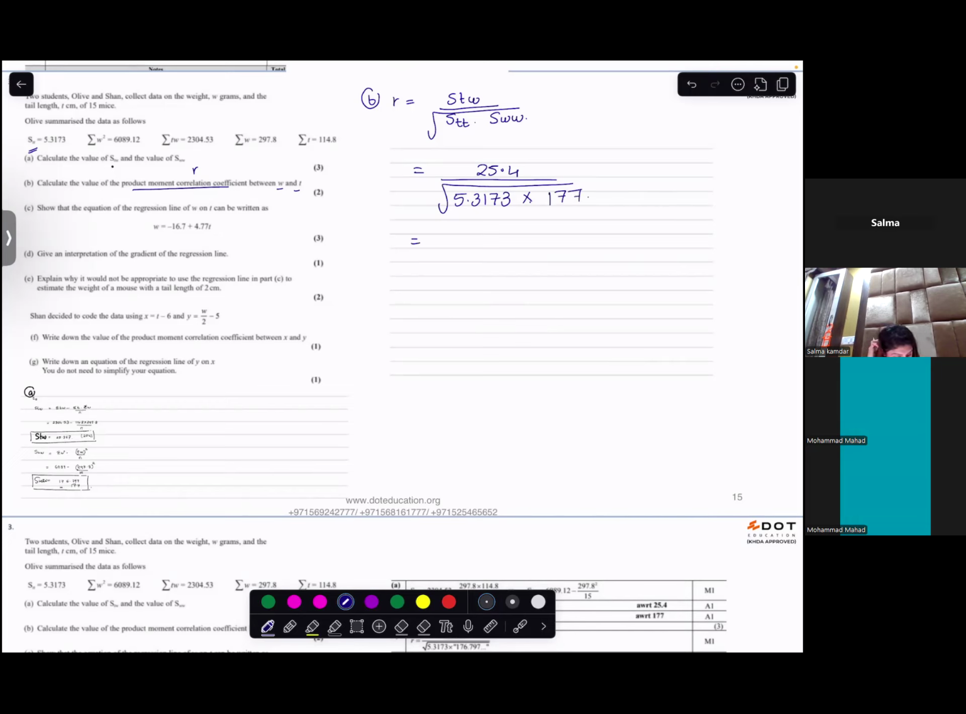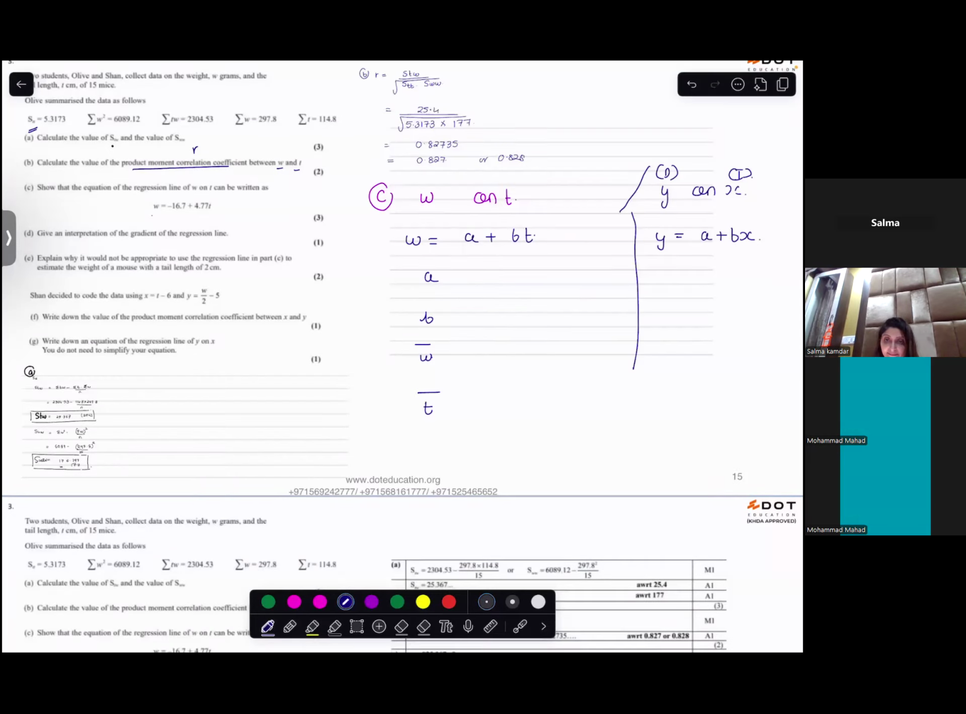So what is the answer? You're going to get the answer as 0.82735, which is going to make it 0.827.